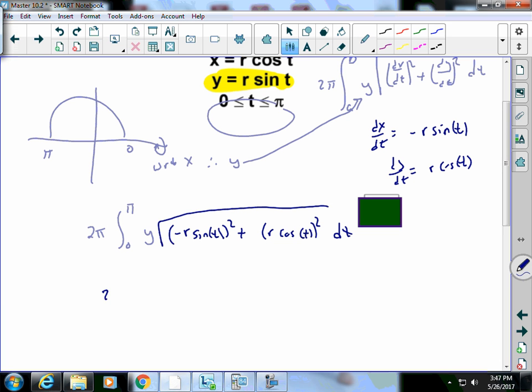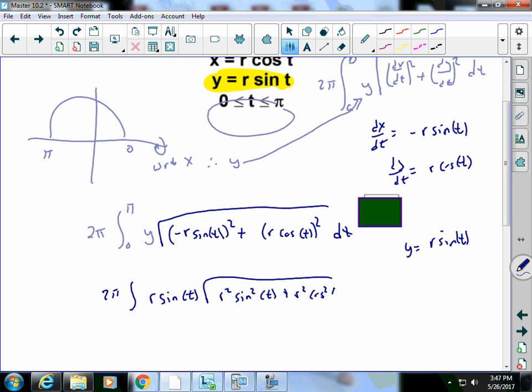So I still want a 2 pi. We know that y is equal to r sine t. So now we can do the problem right. Instead of y, it's r sine t. Everything's in the same variable, right? We got r squared sine squared t plus r squared cosine squared t dt.